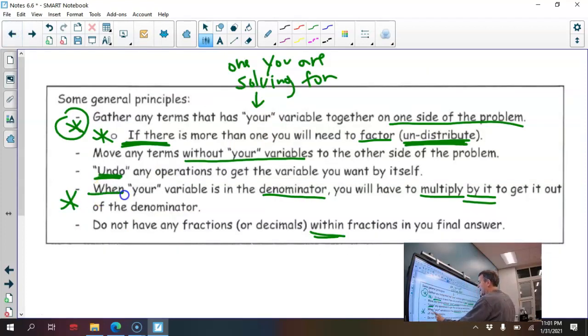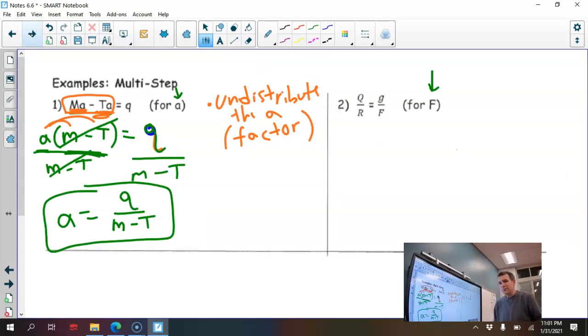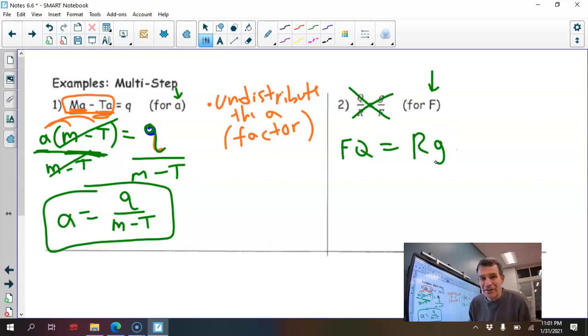So when your variable is in the denominator, you know you're going to have to multiply by it. Now, this one's actually a special case because this is an example of a proportion. And we know how to solve a proportion, right? You diagonally multiply. So I'm actually going to do F times Q equals R times G. And there, no more variable in the denominator. And now I can get the F by itself by dividing by Q, right?